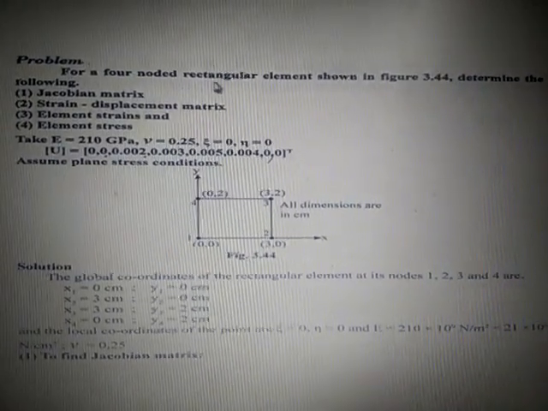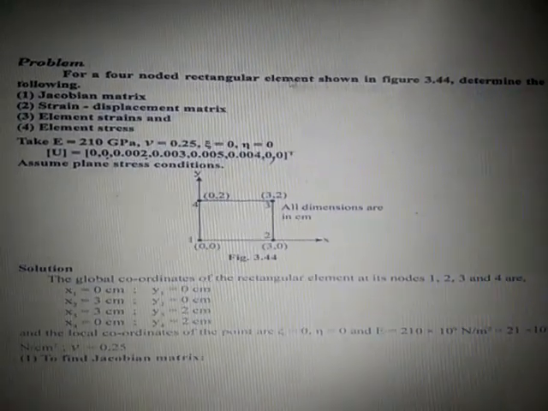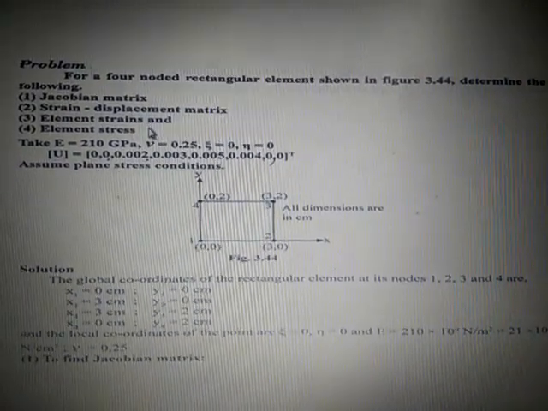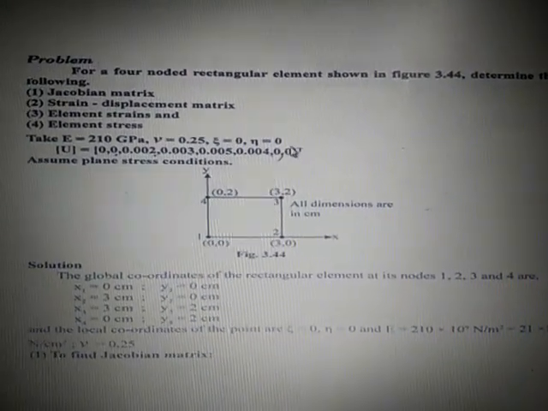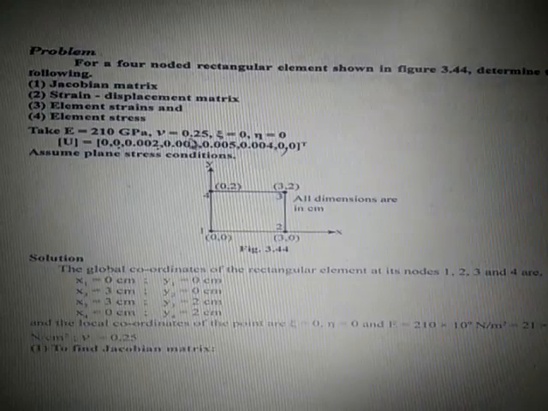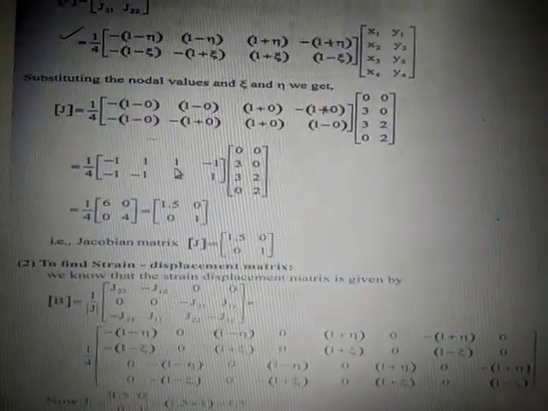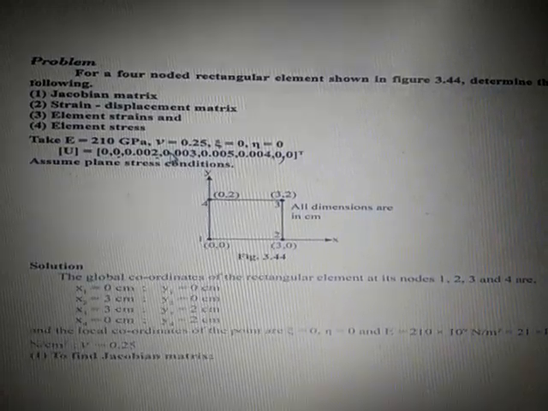For a 4-noded rectangular element shown in the figure, please determine the following: Jacobian matrix, strain displacement matrix, element strains, element stresses. Young's modulus is given, mu is given, zeta and eta are the coordinates, 0, 0. U, the displacement, is given. Assume plane stress condition. It's almost the same type. We put the Jacobian matrix J11, J12, J21, J22, with the formula using the shape functions and eta and zeta. Then substitute the nodal coordinates. You get the Jacobian matrix. The name of the scientist is Jacobi; he gave this method.